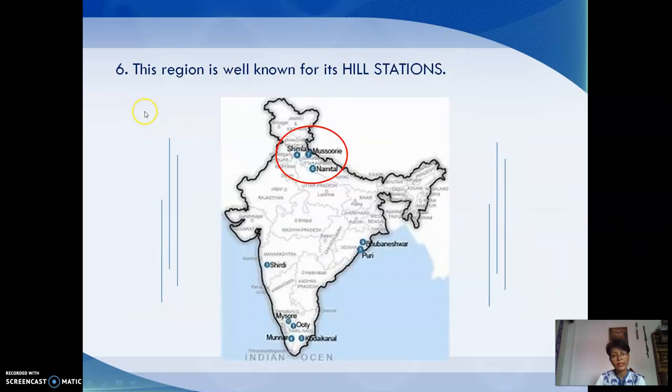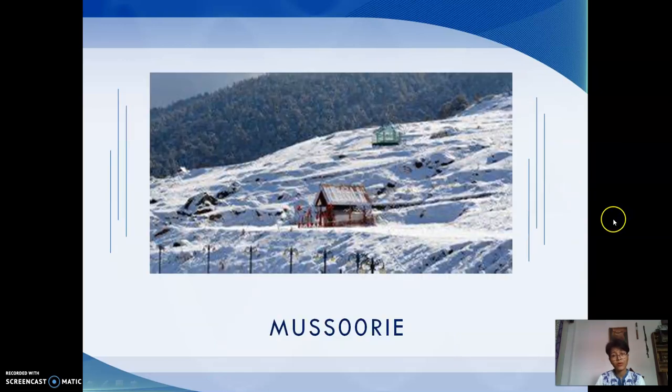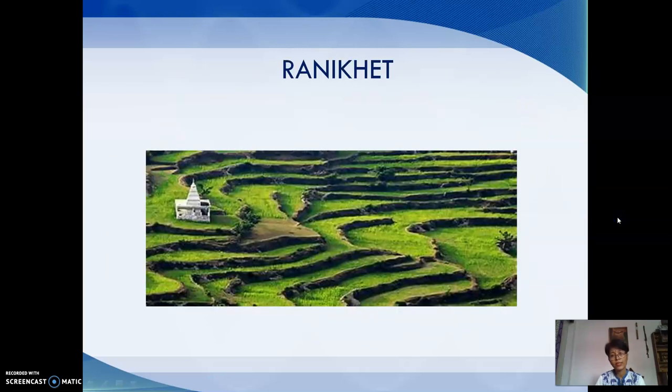Okay. Next, this region is well known for its hill stations. Out of the different hill stations, Simla, Mussoorie and Nainital I'm showing over the map. All of you see this red color mark. There are three important hill stations I'm showing. So many hill stations are located over this Himalaya, and Simla, Mussoorie and Nainital are famous hill stations. Now I'm showing Mussoorie, Nainital, Ranikhet. These are the three hill stations.